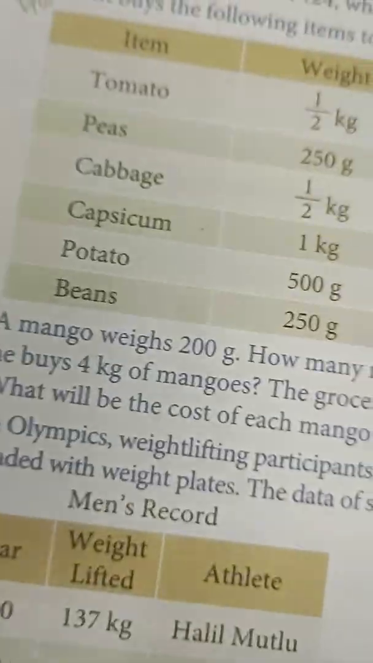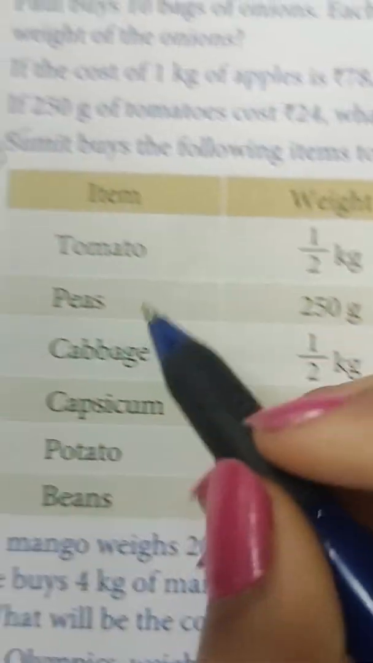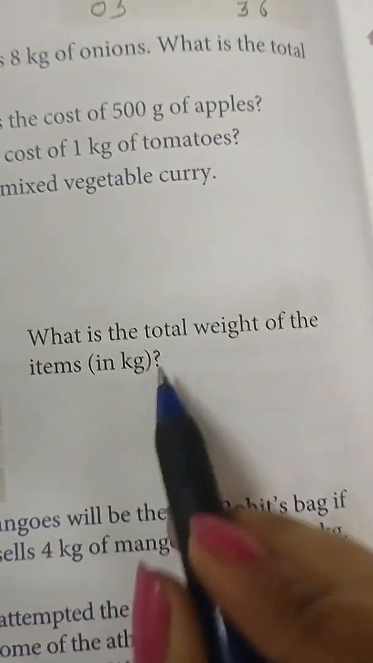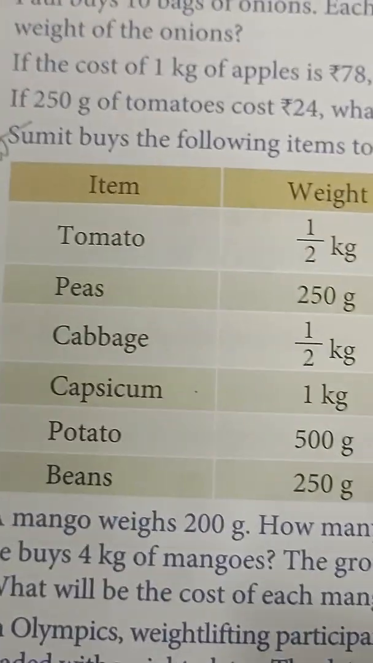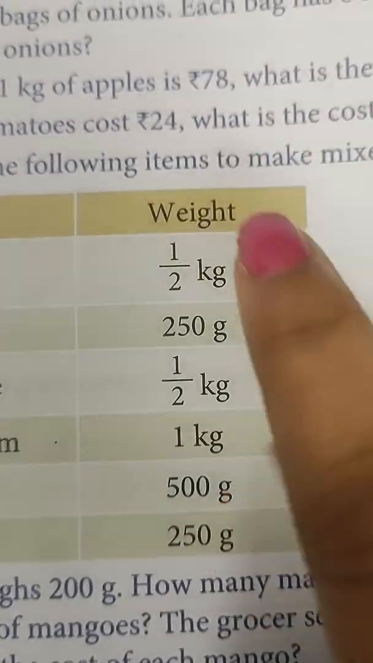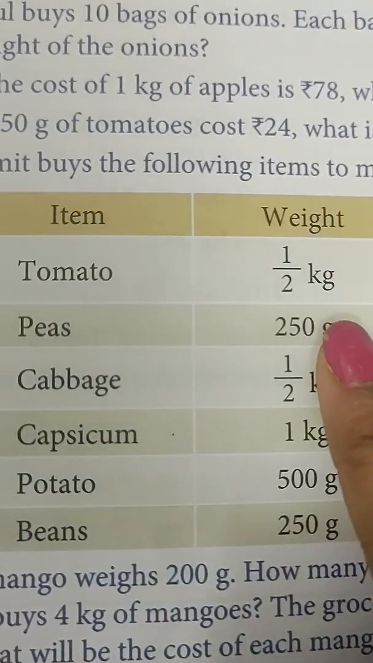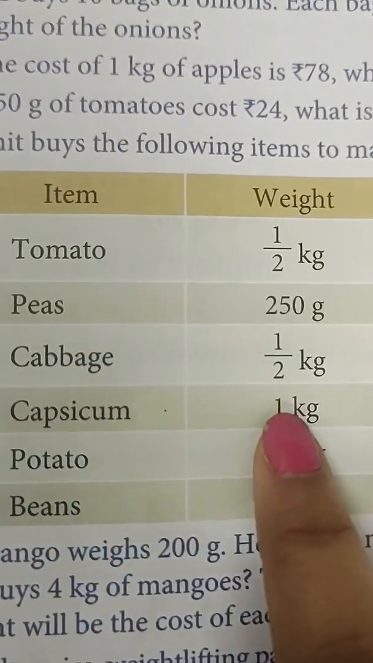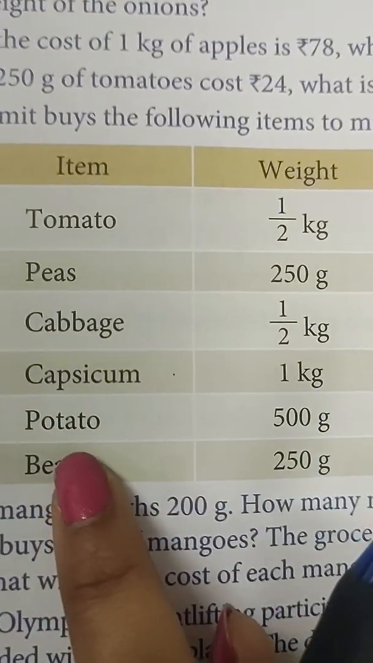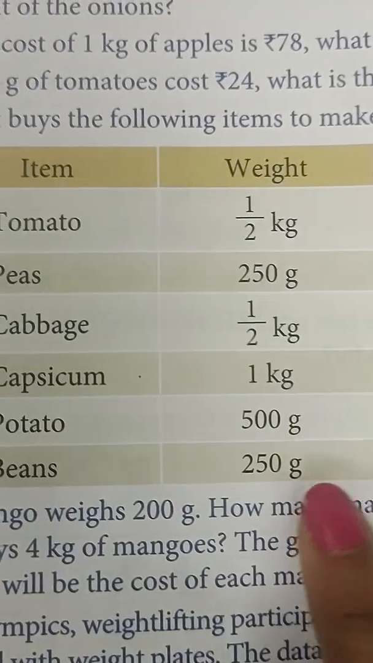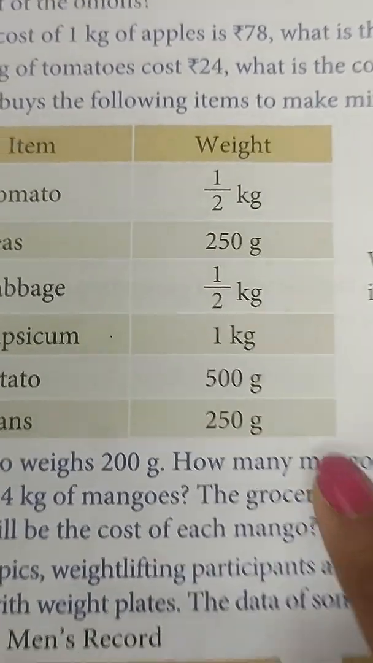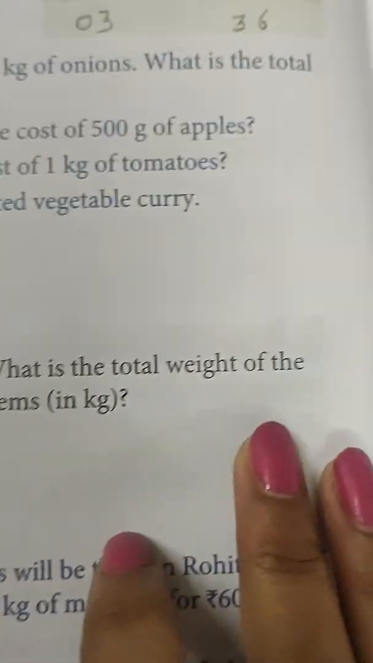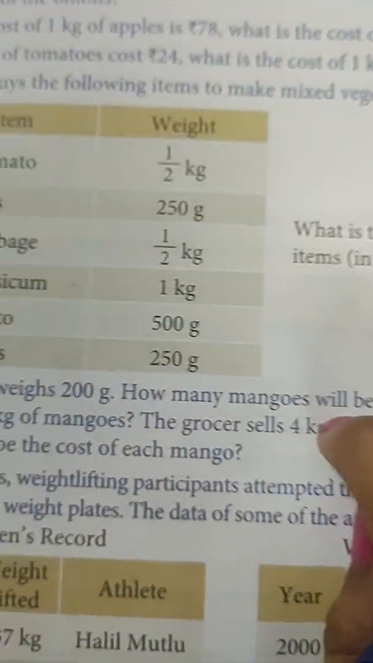Now this question I have given you as homework yesterday. Sumit buys the following items and makes the mixed vegetable curry. What is the total weight of items in kg you have to find? Tomato is equal to half kg, you can write 500 grams. Peas is equal to 250 grams. Cabbage is equal to half kg, again you can write 500 grams. Capsicum is equal to 1 kg, you can write 1000 grams. Then potato is equal to 500 grams and beans is equal to 250 grams. So simply you have to change it into grams first and add, and then afterwards you will be able to get the total weight of the items in kg. You have to find it out.